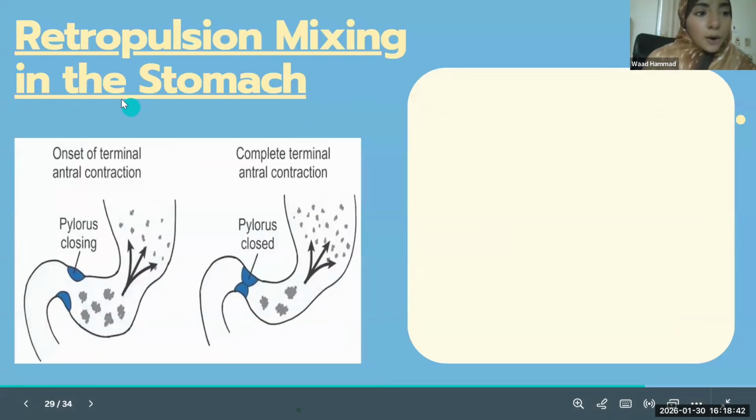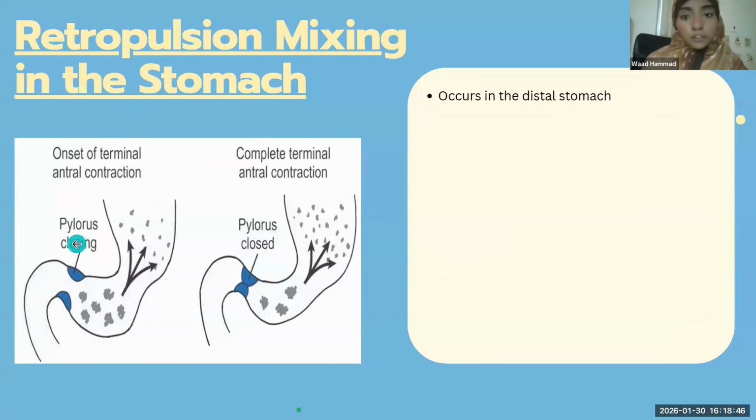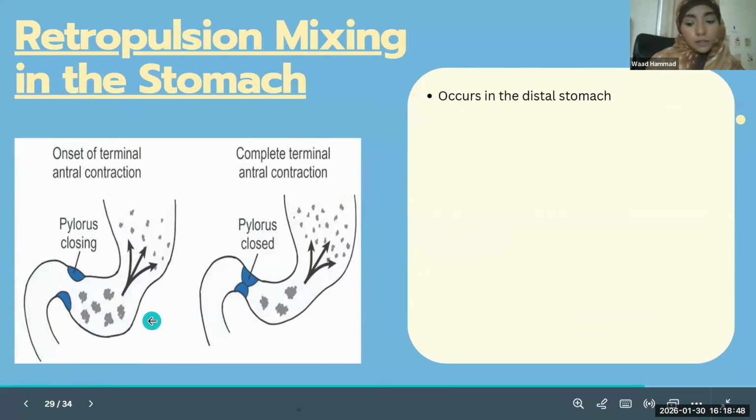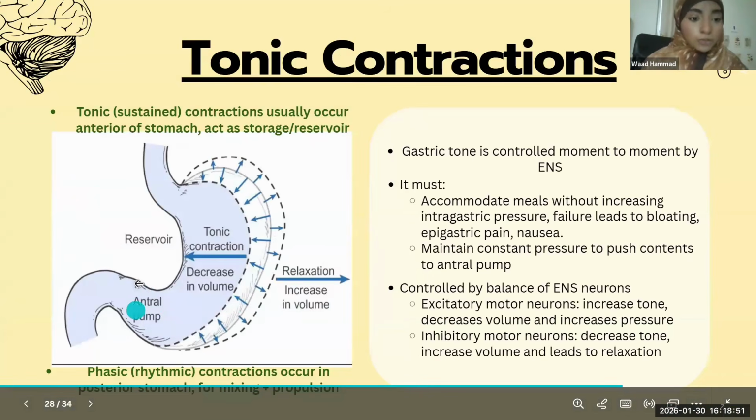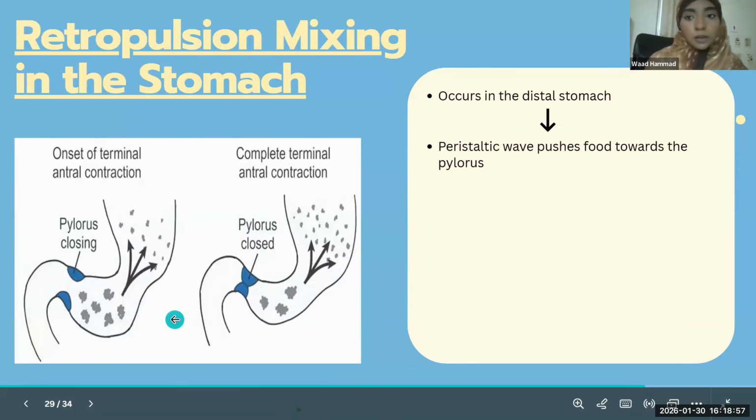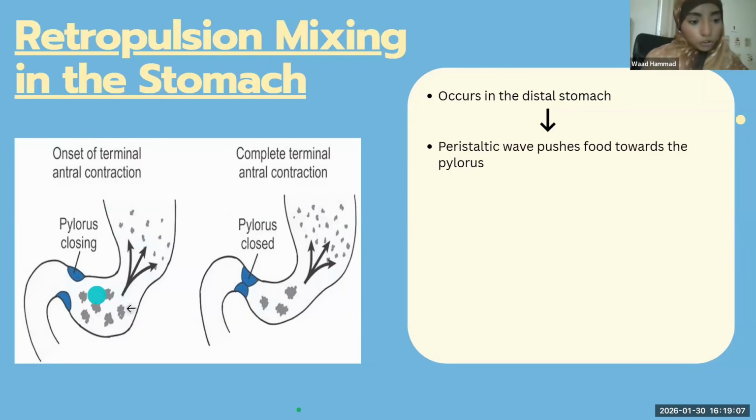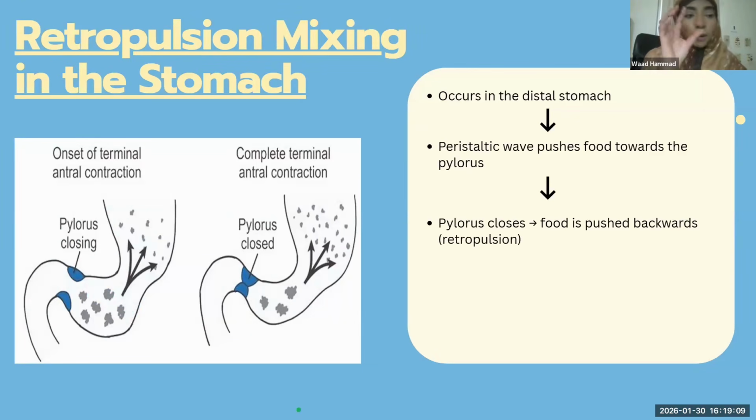Okay, now we're going to be talking about retropulsion mixing in the stomach. It's kind of similar to what I just mentioned earlier. It happens in the distal stomach. As I mentioned here, there's basal rhythmic contractions that happen in the distal stomach or the posterior stomach, as I wrote here. So here in the distal stomach, there's a peristaltic wave that pushes food towards the pylorus. Okay, so let's imagine there's a wave going along the stomach here and it's pushing the food towards the pylorus. The pylorus closes if the food chunks are too big or too acidic, and it brings it back.